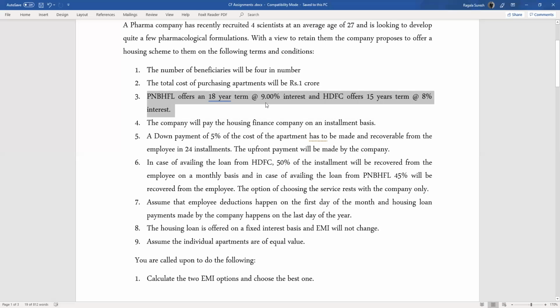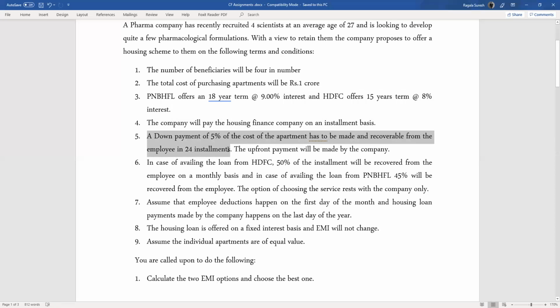Here, Shreya, one more thing is given: 5% of the cost of the apartment has to be recovered from the employee in 24 installments. This means we need to deduct this amount from the principal, and whatever the amount will be, that will be the new principal for calculating the EMI. Correct, the principal amount will change. This is just to see how the employee will pay. Doesn't matter actually. So 1 crore minus 5% of it will be 95 lakhs.